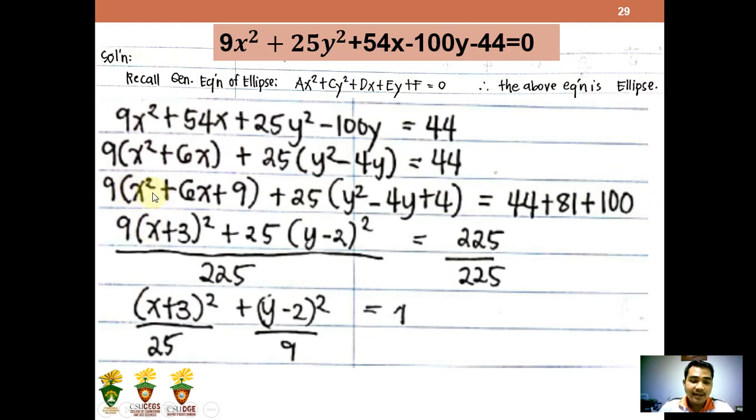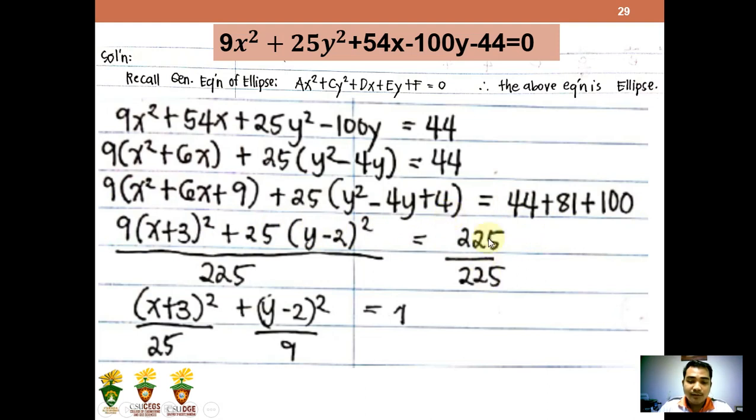Therefore, our x and y variables are now perfect squares, so we write them that way: 9 times (x plus 3) squared, plus 25 times (y minus 2) squared, is equal to, when we add 44, 81, and 100, 225.